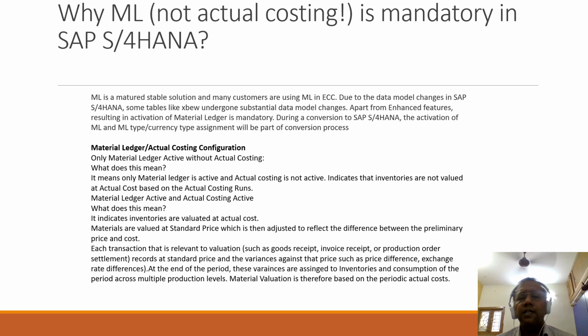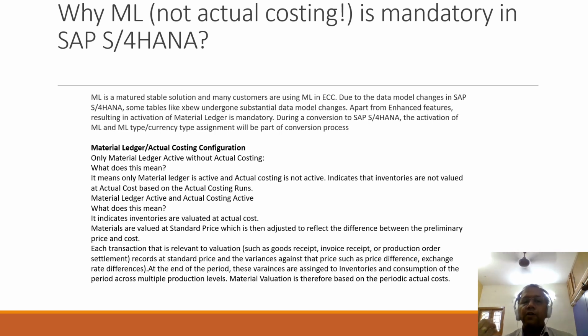We are going to see the material ledger only, without actual costing, and the material ledger with actual costing. So we need to understand the two concepts: one with a material ledger without actual costing, one with a material ledger with actual costing. What does this mean? If the material ledger is active but actual costing is not, it indicates that inventories are not valued at actual cost based on the actual costing run. If the material ledger is active and actual costing is also active, it does mean that inventories are valued at the actual cost.